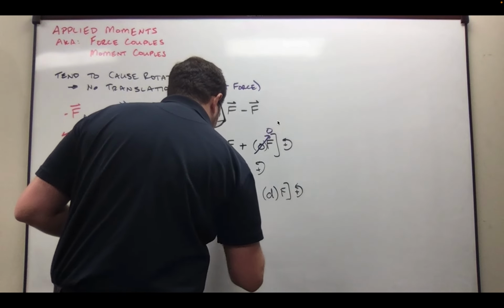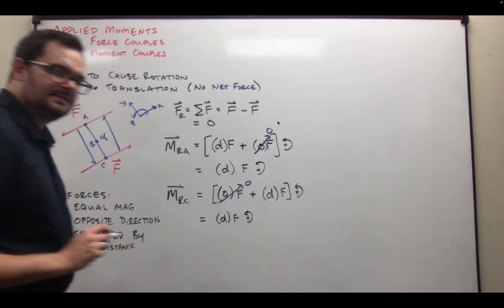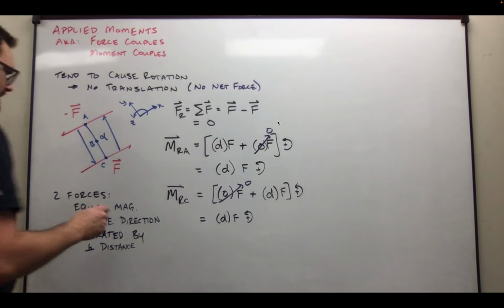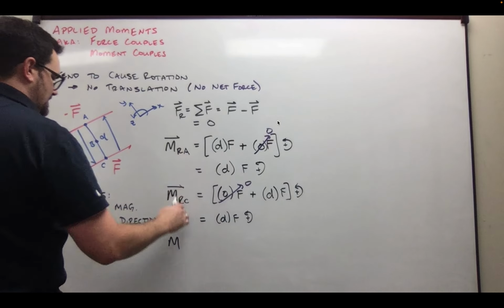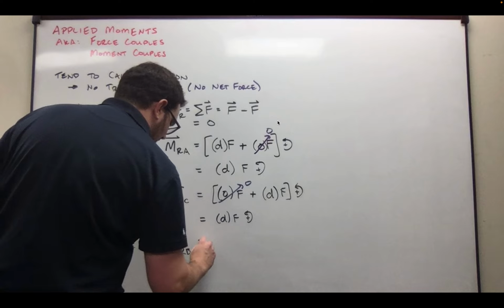So our moment is the same. Very cool. All right, let's check out the moment at B. This one's got to be more interesting, right? There's some real mirroring going on here between A and C. Let's look at our resultant moment about point B.